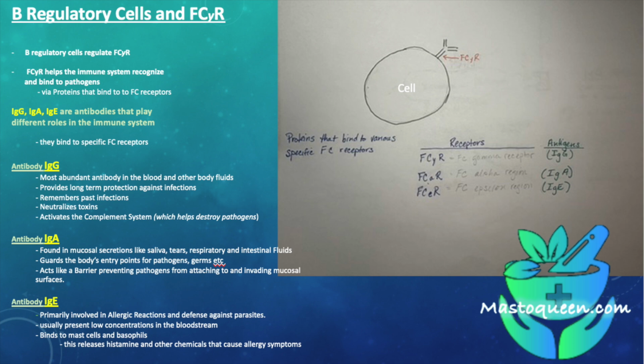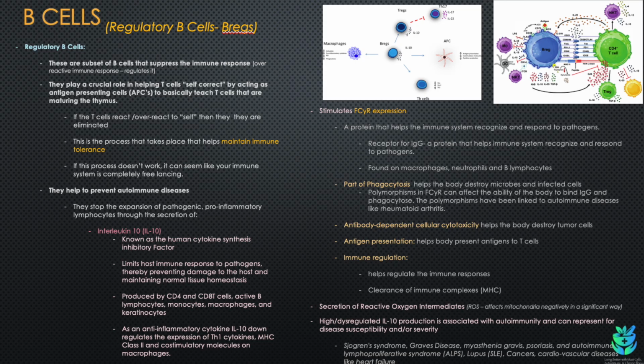If there is a mutation in the Fc receptor, then the immune system can't do its job efficiently. It's kind of like showing up to a fight with both of your hands tied behind your back. So this can have major repercussions for the immune system and your health. And B cells help regulate these Fc receptors. So this process with the B regulatory cells and the Fc gamma receptor helps kill infections and helps the body to destroy tumor cells.